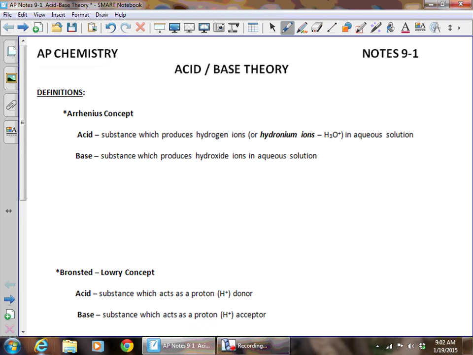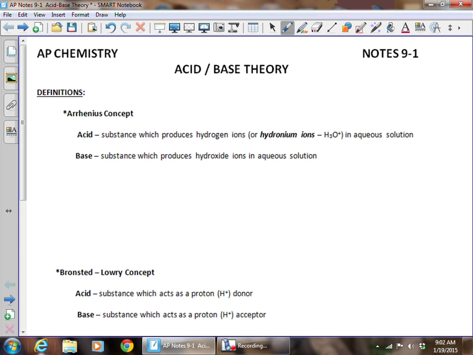Today we're going to discuss and go a little bit further into acid-base theory. We started this discussion back in the beginning of the year, but we want to go into more of not only reviewing what that theory is, but to take that a step further and talk about how to calculate and determine how strong these acids and bases are.